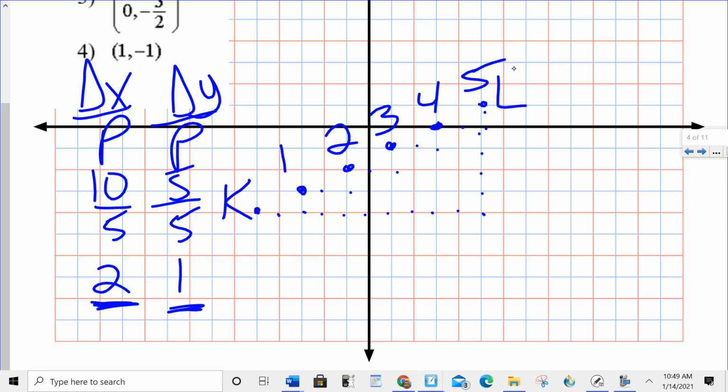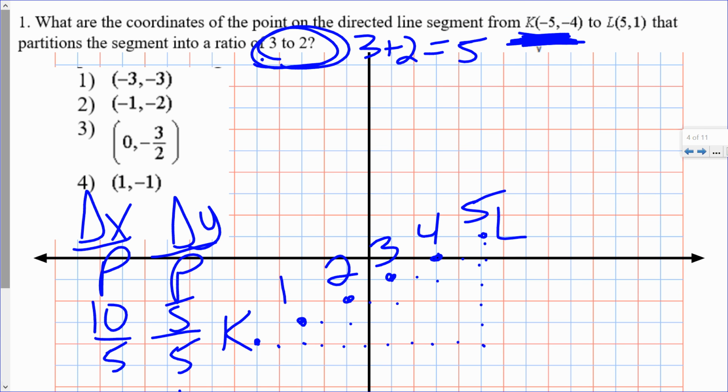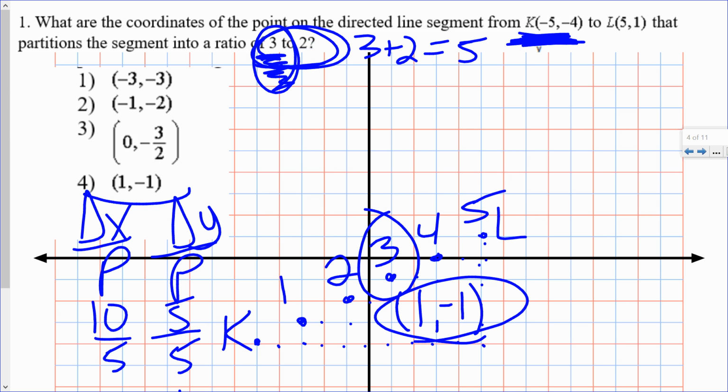So which one is the answer? The answer is the first number in the ratio. So the first number in the ratio is 3. So that is your partition, that is your answer. The coordinates of that point are 1, comma, -1. Choice 4 is your answer.